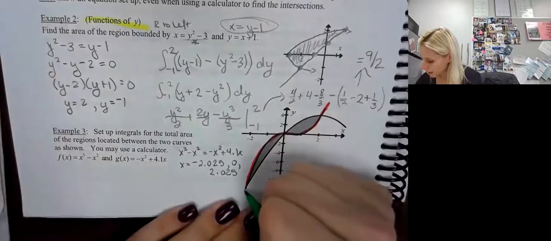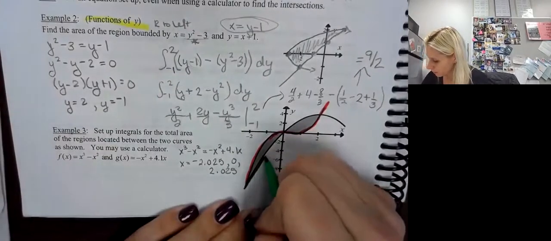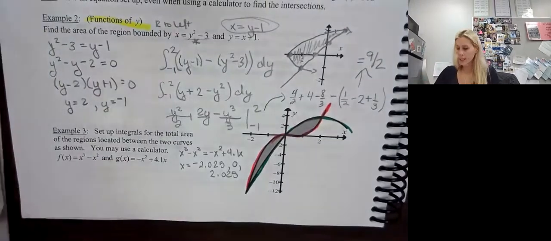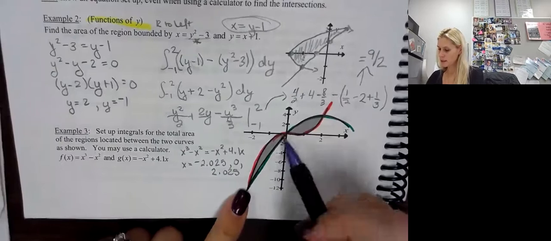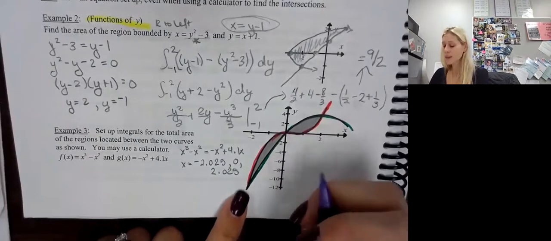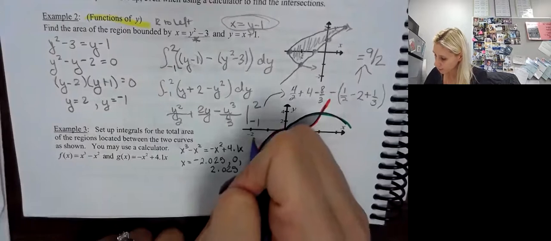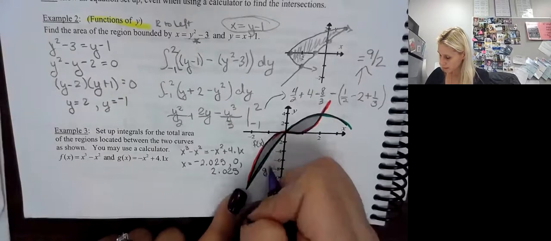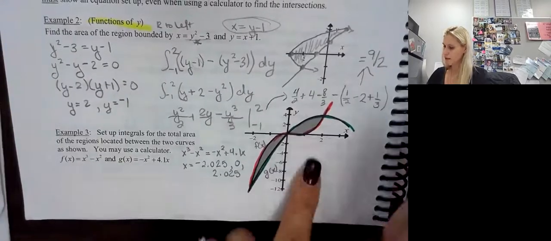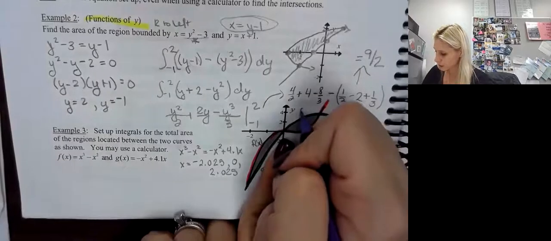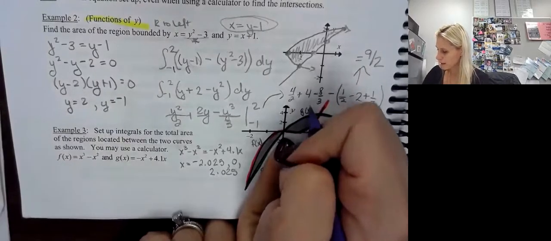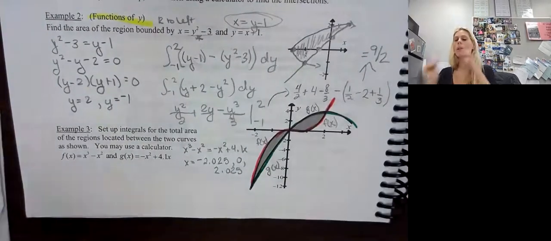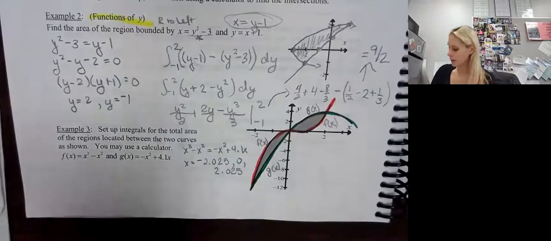Do you see what's happening? We actually have to make 2 integrals because in this first half right here, our f of x is above the g of x. So for this half here, we're going to say f of x minus g of x. But if we look at it over here, our g of x is actually on the top and our f of x is on the bottom. So we have to create 2 integrals to be able to solve for this.